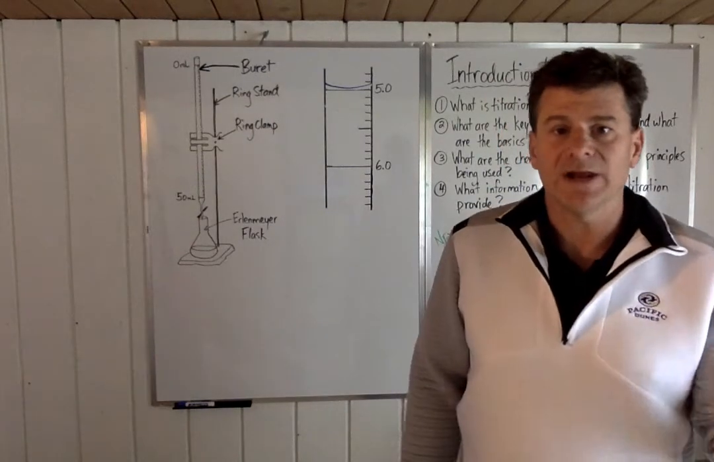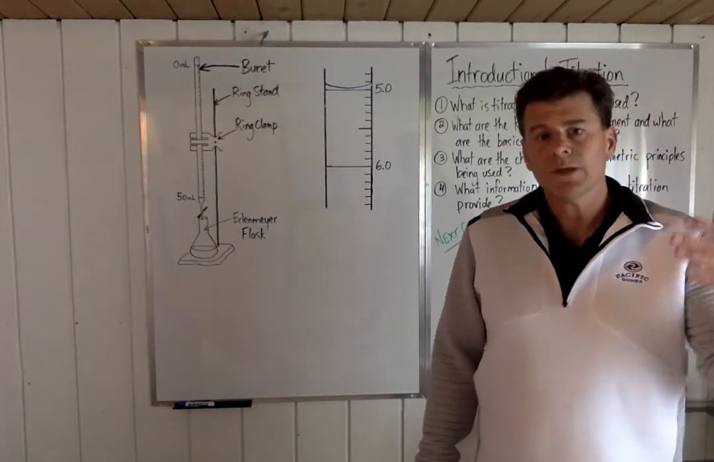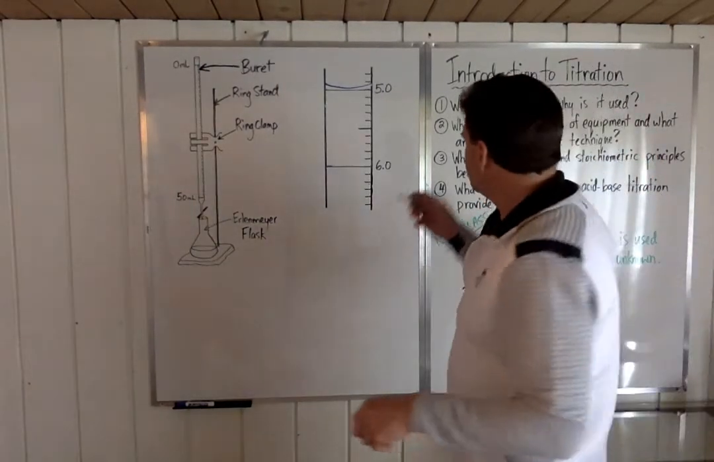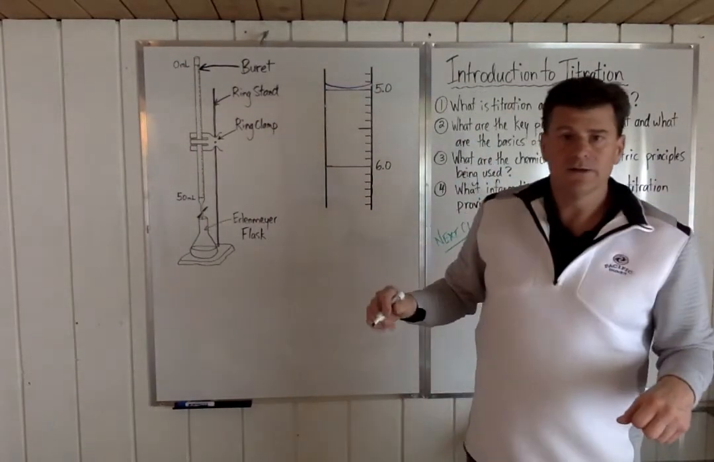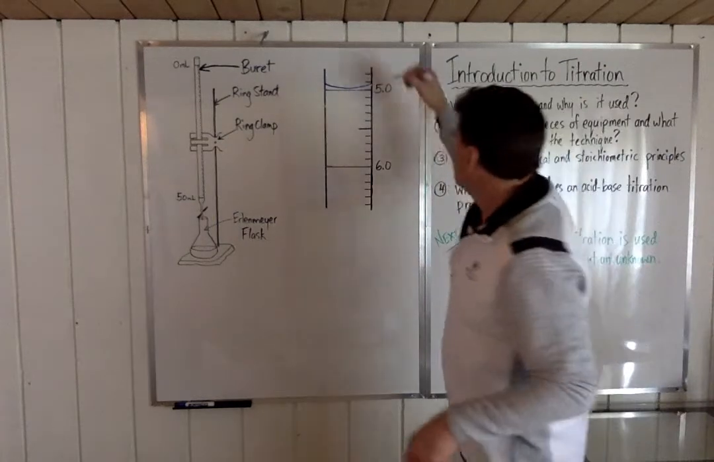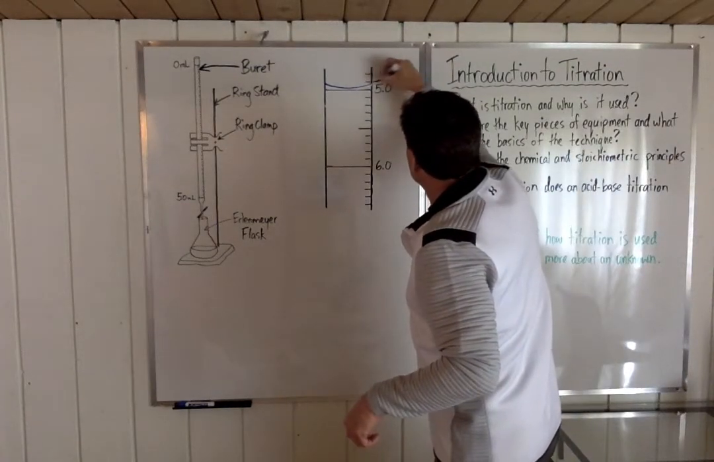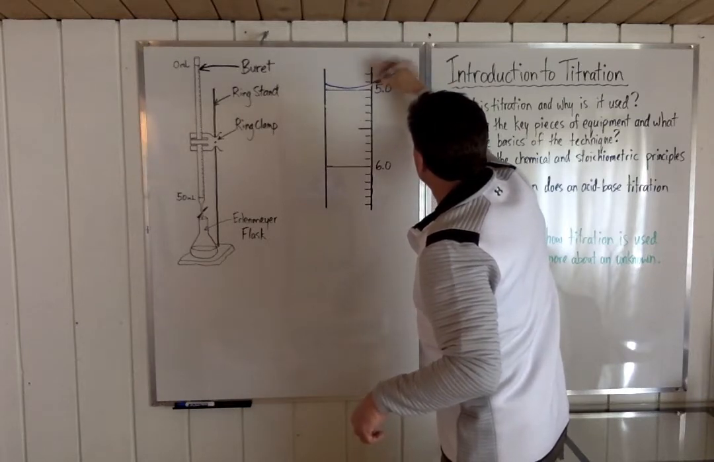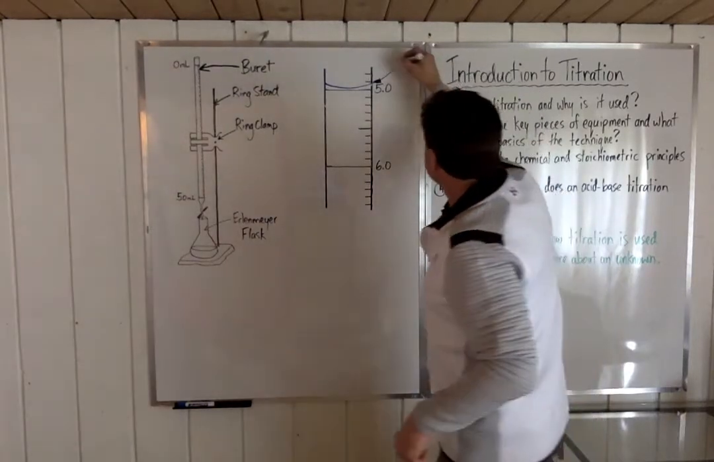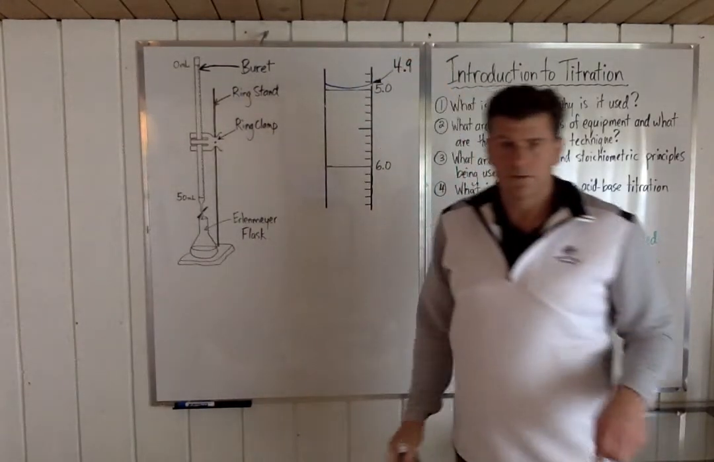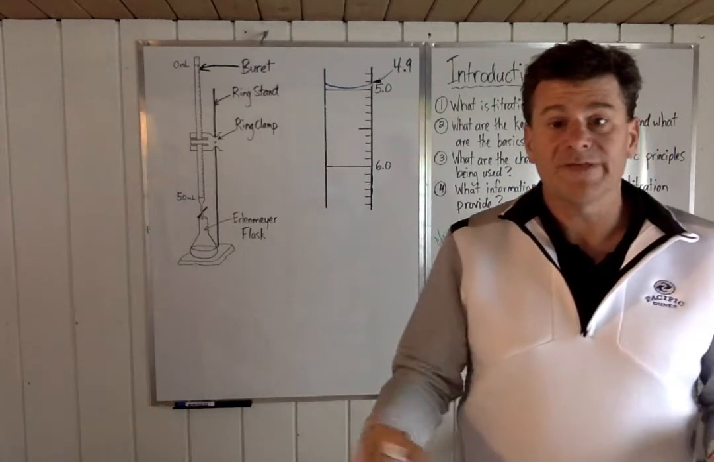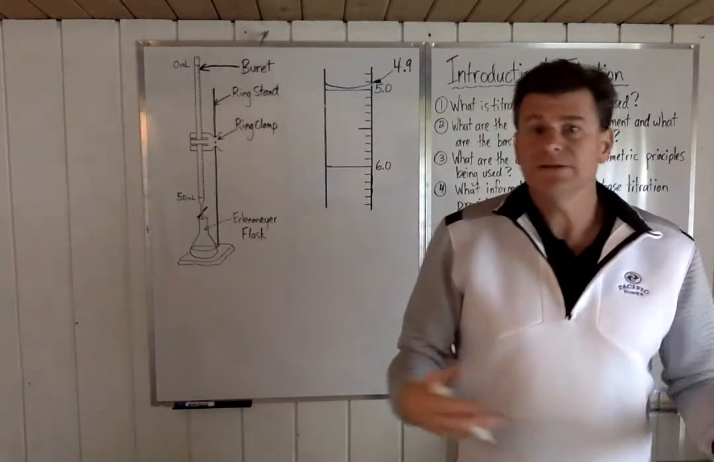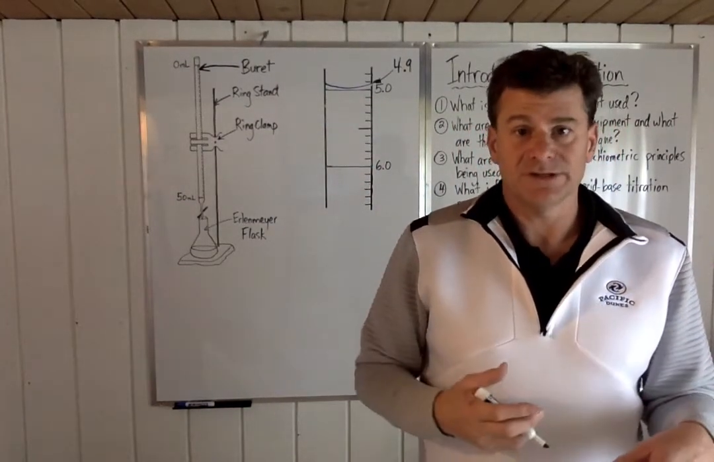So what volume is the burette actually reading right now? If you look at this very carefully, what is the burette certain of? The burette is certain that the line across there is 5.0. It is certain that the little increment right above that is 4.9. And so that water is clearly between 4.9 and 5.0.